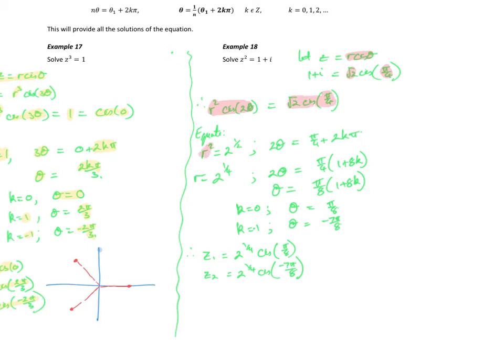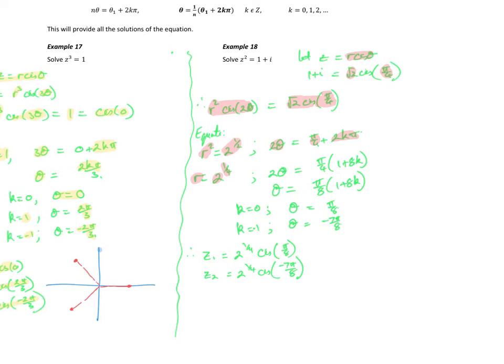So we equate the r values, so r squared has to equal 2 to the half, root 2. 2 theta is going to equal pi on 4 plus any 2k pi. So if I take the square root of both sides, r will equal 2 to the quarter.